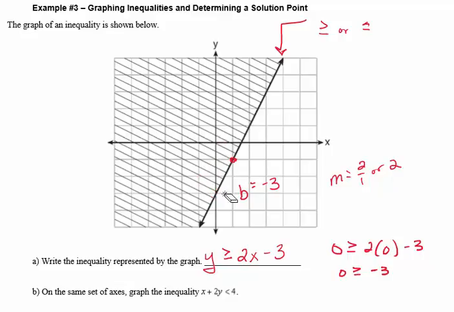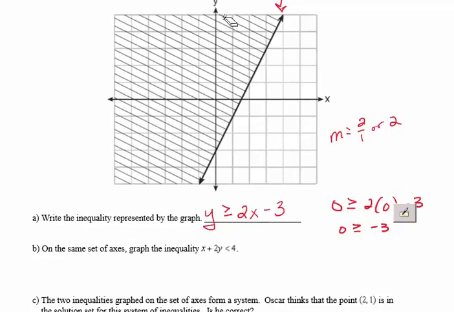Now let's go with the next part here. The next part says to graph the inequality x plus 2y is less than 4. Well, in order to do this, I'm going to subtract the x over. I would have 2y is less than -x plus 4, and that's -1x plus 4. And if I divide by 2 everywhere, I'm going to end up with y is less than, and it stays less than because I did not divide by a negative, so -1/2 x plus 2.